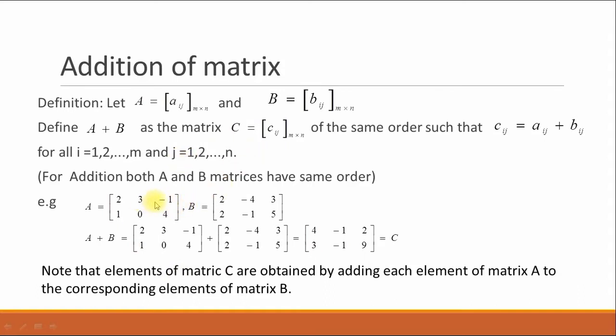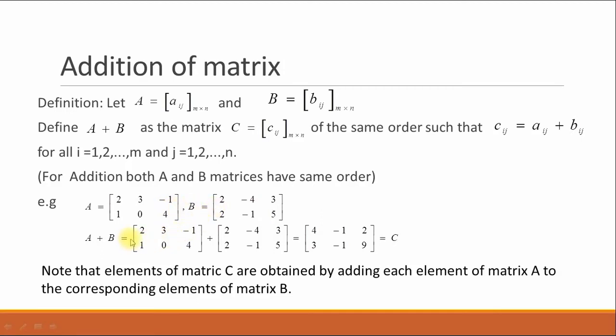For example, there are two matrices. This is matrix A and this is matrix B. For addition, first of all, check the order of these two matrices. If the order of these two matrices is equal, then we can add these two matrices. The order of matrix A is 2 by 3. This matrix has 2 rows and 3 columns. This matrix B also has 2 rows and 3 columns. So the order is same, so we can add these two matrices.